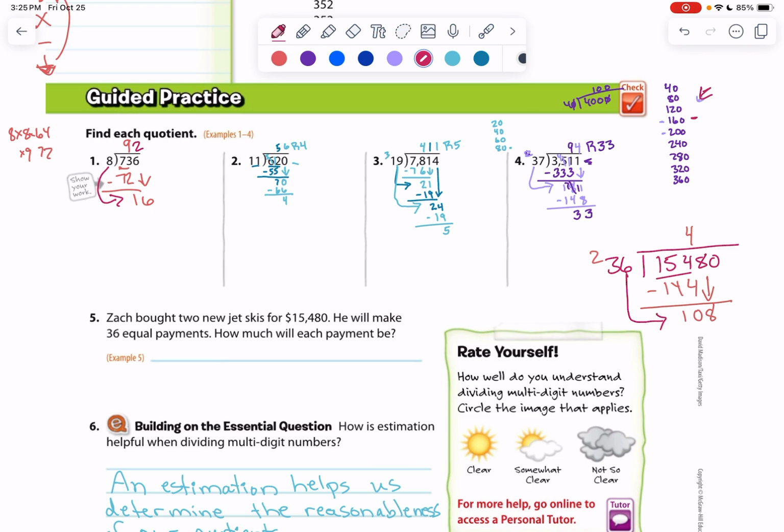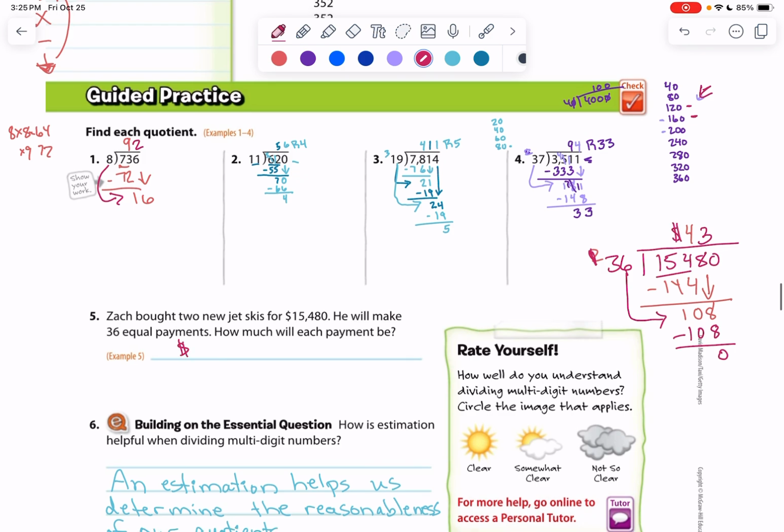So 108, let's look up here at our skip by 40s. Maybe 3. Possibly 3. Let's try it. Okay. 3 times 6 is 18. Is it going to go in evenly? 3 times 3 is 9 plus 1 is 10. It did go in evenly. Oh, subtract, that's 0. So he's going to pay $43 a month for 3 years. Well, that's not as bad as I thought it was going to be. Well, hopefully the jet skis will last for 3 years and I'll have a really good time.